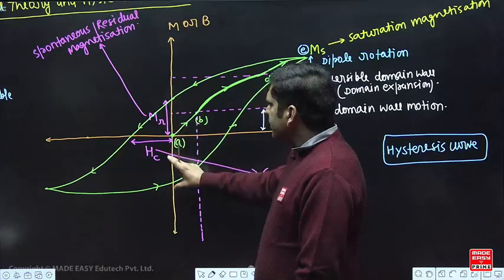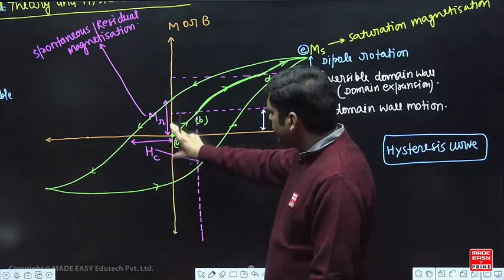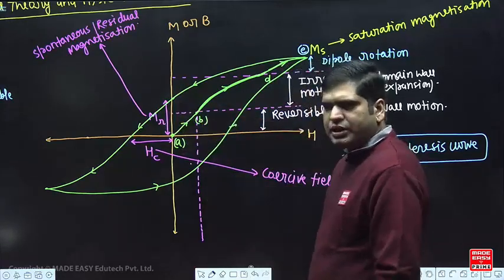Now, this material exhibits spontaneous magnetization. These two should be same. मैं बना नहीं पाया, जितना ये वैल्यू होगी उतना ही ये होगी. Symmetrical होता है ये कर्व around the origin. ठीक है, you can make that.